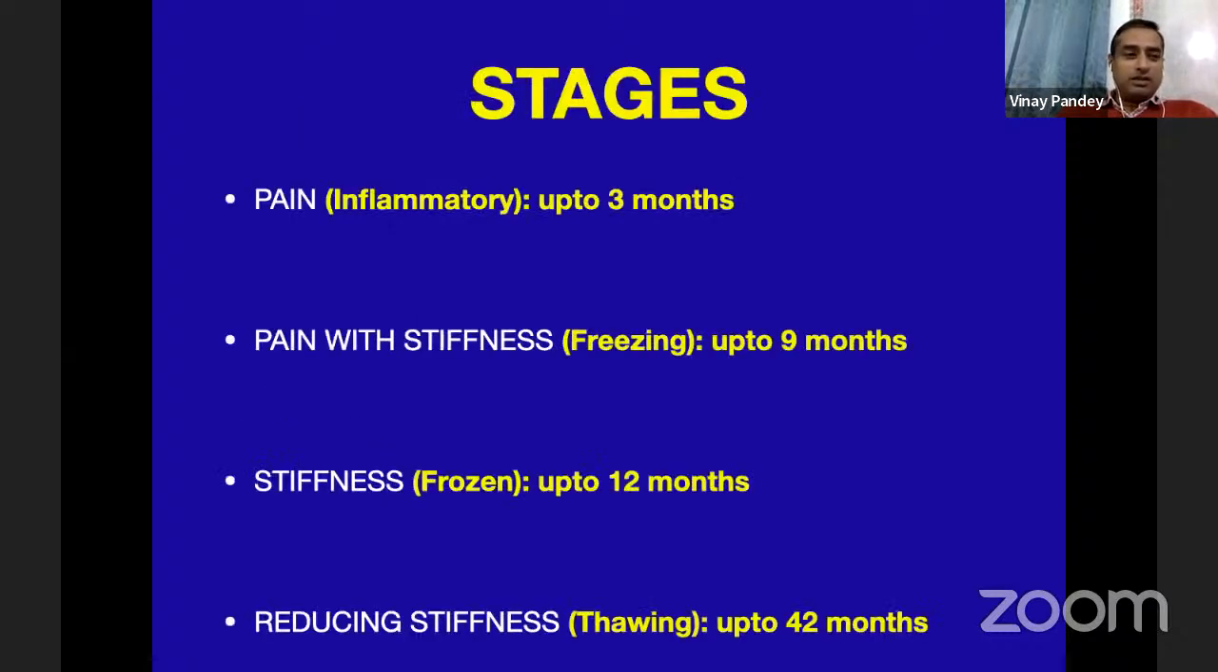So various stages have been defined for frozen shoulder, which involve the inflammatory stage, which can last up to 3 months, the freezing stage, which can last up to 9 months, the frozen stage, which can last up to 12 months, and the thawing stage, which can last up to 42 months. That means it can last up to 3.5 years. So it's quite a long process, and quite an incapacitating condition for a patient.